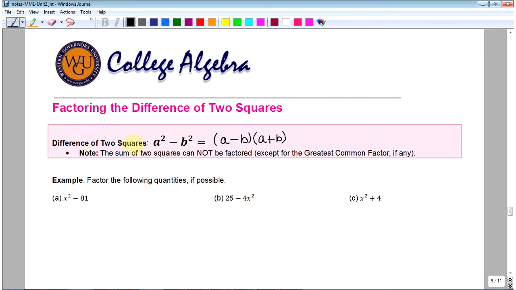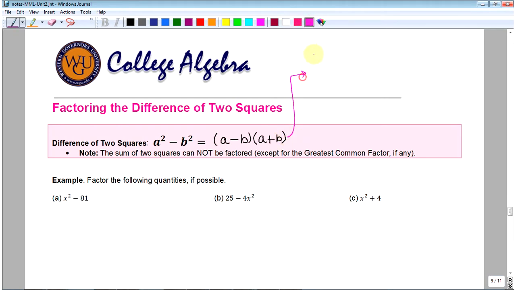Very important to keep in mind that the sum of two squares cannot be factored unless there's some greatest common factor in all of your terms that you can take out, but it will not be able to factor into two binomials. So let me convince you a little bit further as to why this works.